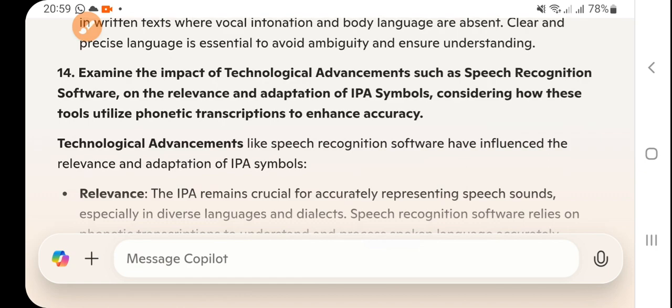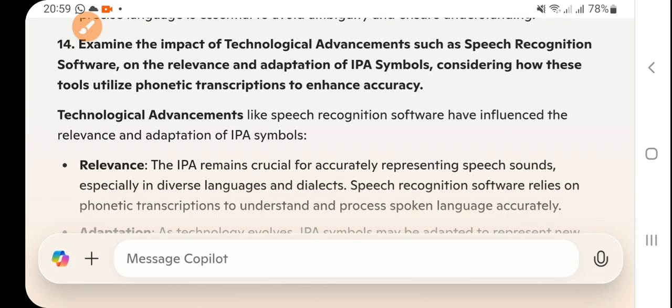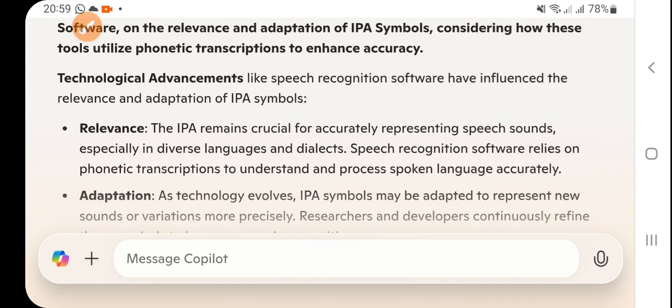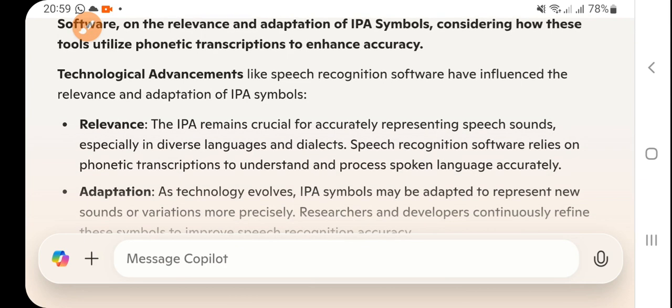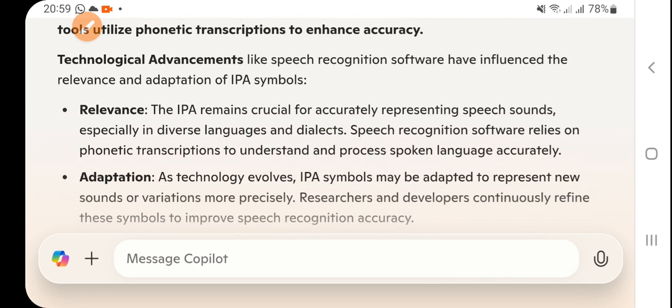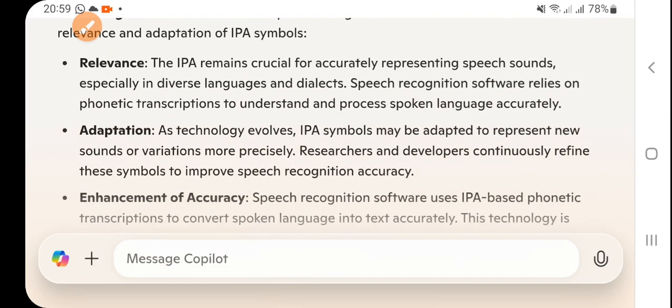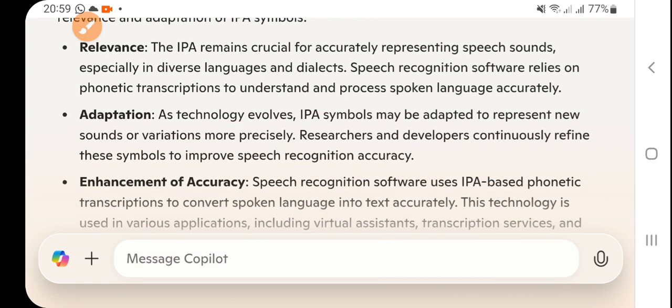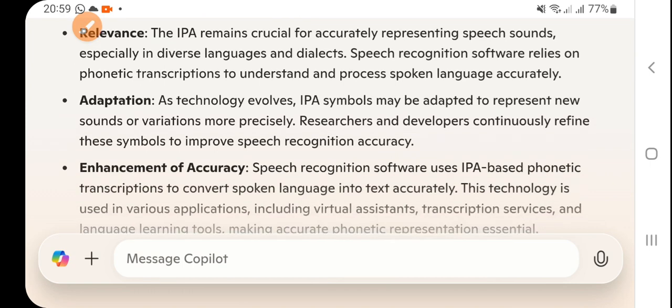So now the next question: examine the impact of technological advancement such as speech recognition software on the relevance and adaptation of IPA symbols, considering how these tools utilize phonetic transcriptions to enhance accuracy. That technological advancements like speech recognition software have influenced the relevance and adaptation of IPA symbols. Relevance: the IPA remains crucial for accurately representing speech sounds, especially in diverse languages and dialects, right?